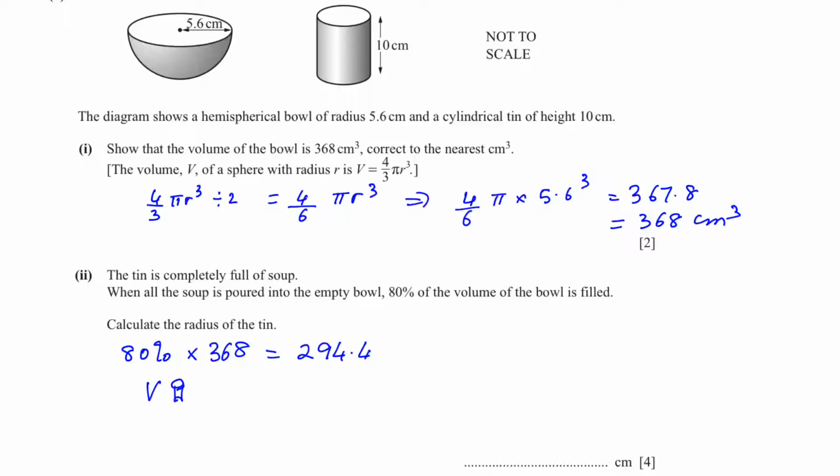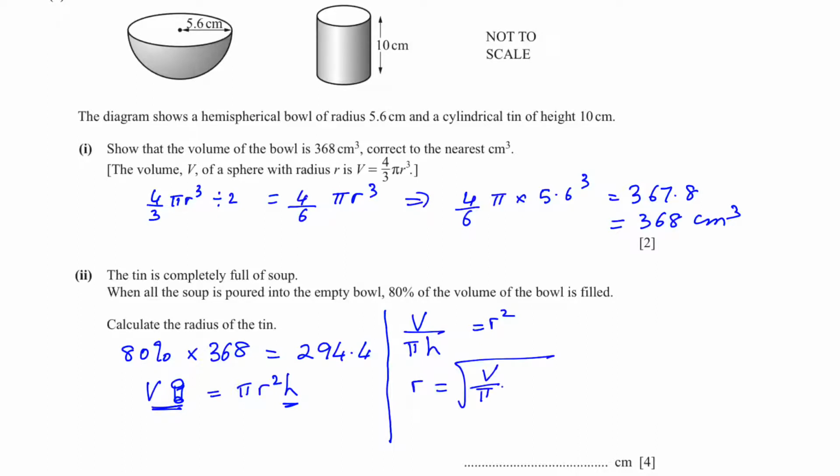Volume of the cylinder is equal to pi r square h. You have been given the height, and now you have found the volume. So the only thing you have to do is find your radius. You can make r the subject. Sorry, it will be volume over pi h is equal to r square. Therefore, r will equal to square root of volume over pi h. Now you just have to replace everything. So radius is equal to square root of the volume, which is 294.4 divided by pi multiplied by 10, and you will get 3.06. So my radius is going to be 3.06.